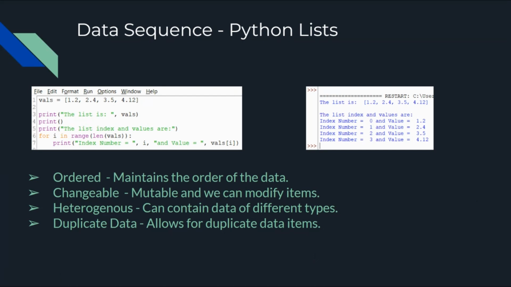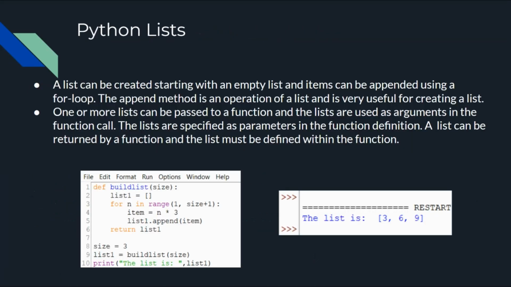An individual item in the list can be referenced by using an index, which is an integer number that indicates the relative position of the item in the list. A list can be created starting with an empty list and items can be appended using a for loop. The append method is an operation of a list and is very useful for creating a list.